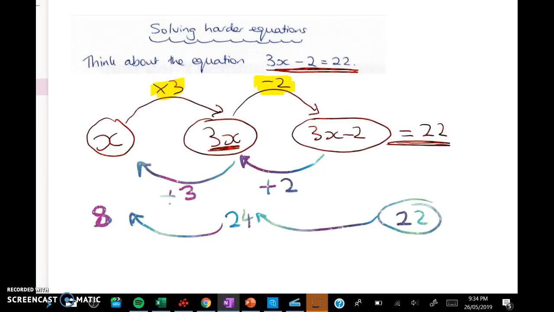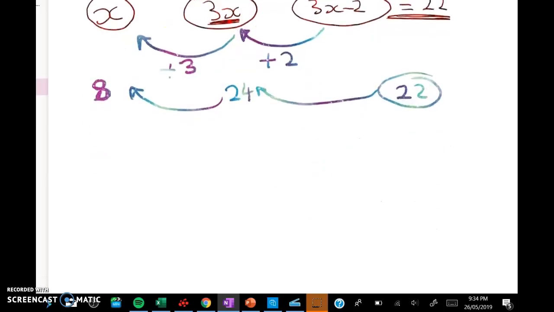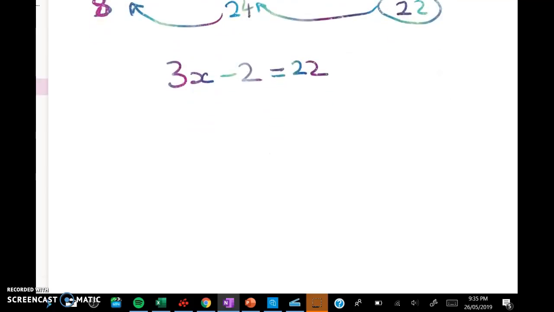So here's how we keep everything balanced algebraically with a two-step equation. So we start with 3x take away 2 is equal to 22. Now I'm going to write out each little step here, and then we can talk about which ones we don't have to include. What's the opposite of the subtracting 2? Well, it's adding 2. So I'm going to start by adding 2 to both sides.